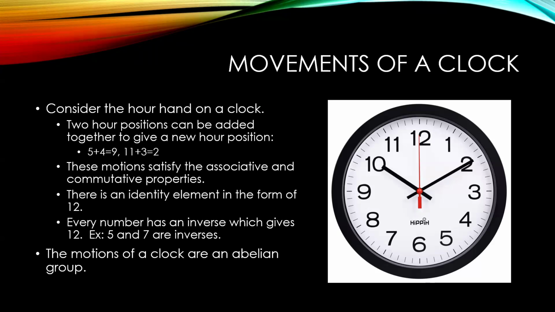Do these motions satisfy the associative property and commutative property? There's an identity element in the form of 12. If you add 12 to anything, you're going to be back to your starting position. And every number has an inverse, which gives 12. So for instance, 5 and 7 would be inverses. This means that the motions of a clock form an abelian group.